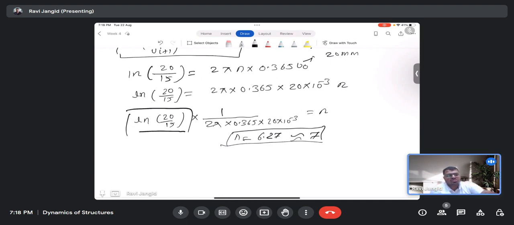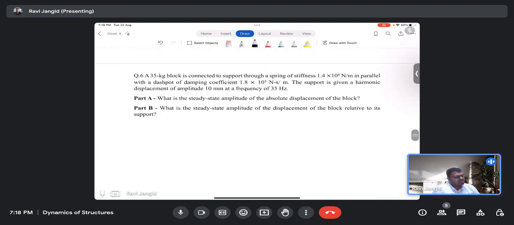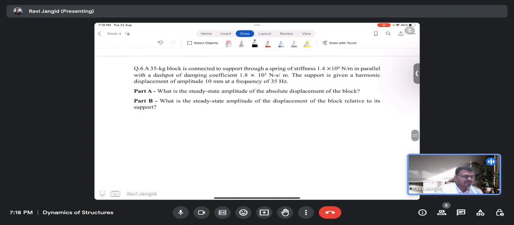Should we move to the next question or is any doubt still there? We can go to the next part. Okay, so we will move to the next question. Now it comes to the relative, whatever doubt you had initially, how to find the relative and the absolute.